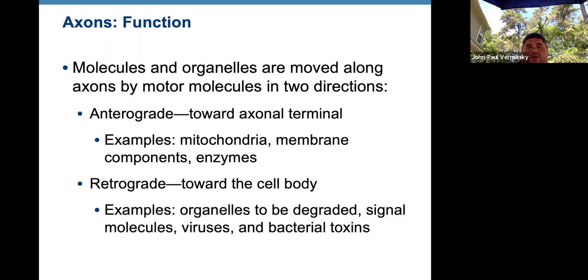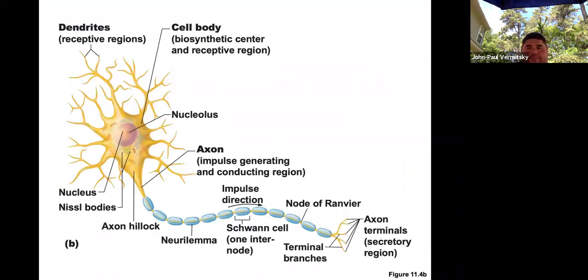And molecules or organelles are moved along the axons by motor molecules in two directions. Anterograde is towards the axonal terminals. Sometimes you need to move down mitochondria, membrane components, enzymes. Retrograde is movement towards the cell body, and this is where you want organelles that need to be degraded by the lysosomes. Signal molecules, viruses, toxins, all would be moved towards the cell body.